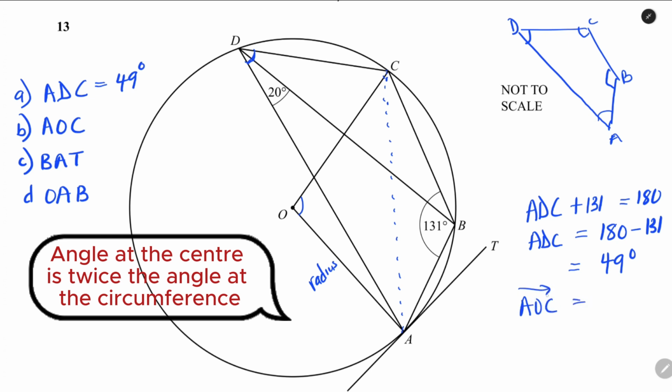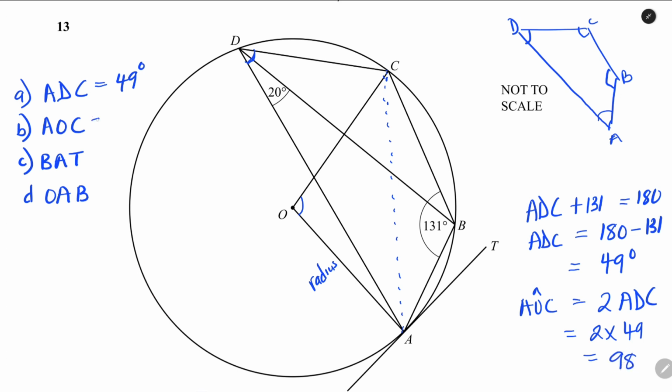is actually, sorry about that. Let me take that out. It's an angle, not a vector. Angle AOC is twice angle ADC. So AOC will be what? 2 times 49, and that gives us 98. So AOC is what? 98 degrees.